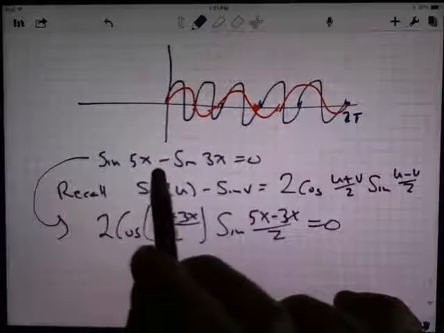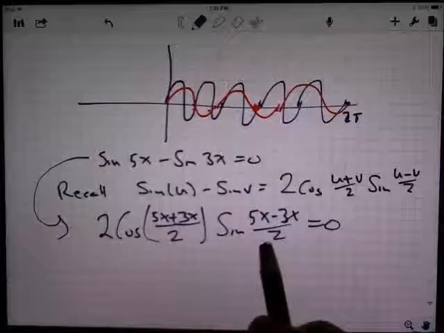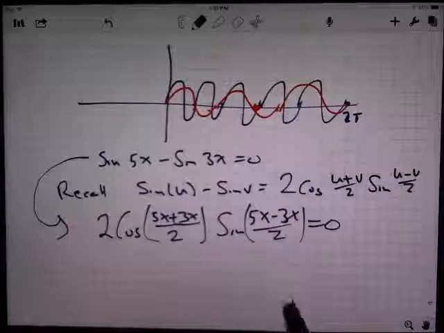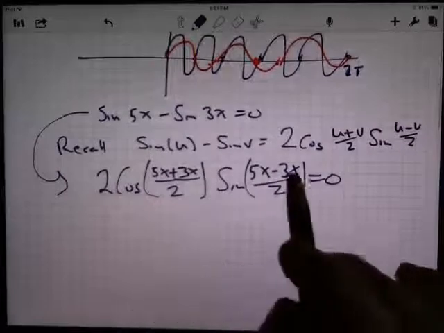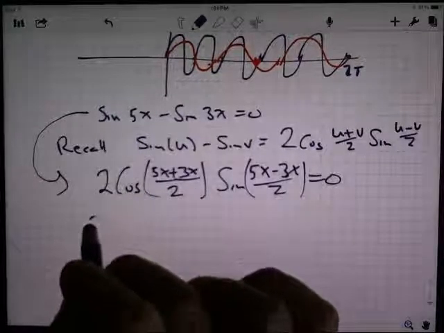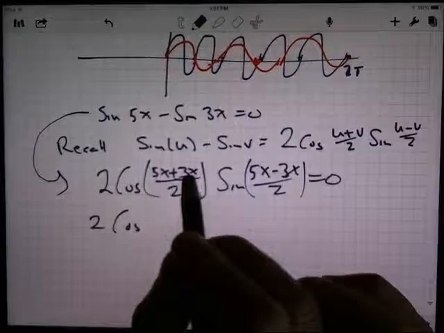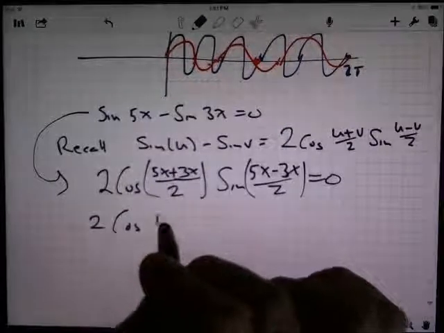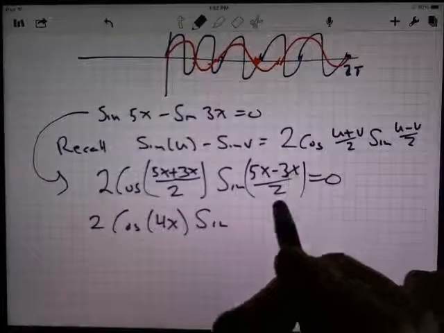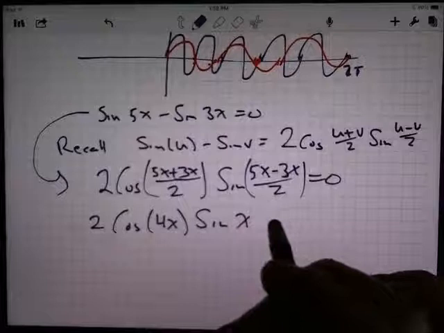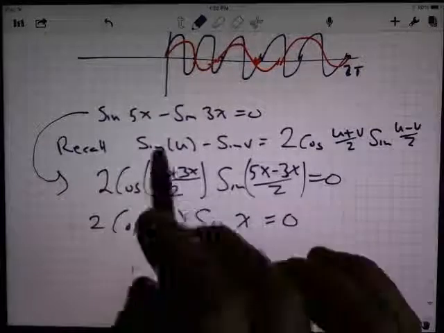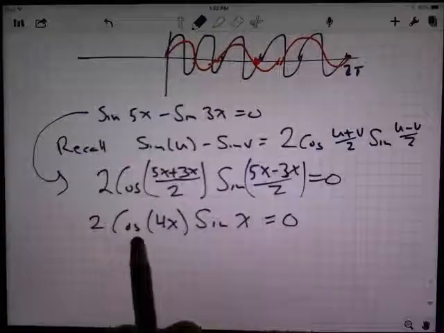Where I started with a difference of two numbers equaling 0, I now have a product of 3 numbers equaling 0, and that's nice. Products equaling 0 give me simpler equations because one of the factors has to be 0. So simplifying this a little bit first, I've got 2 times the cosine. 5x plus 3x is 8x, and I divide by 2, that's 4x. And then I've got the sine of 5x minus 3x, that's 2x, divided by 2 is just x. That's equal to 0.